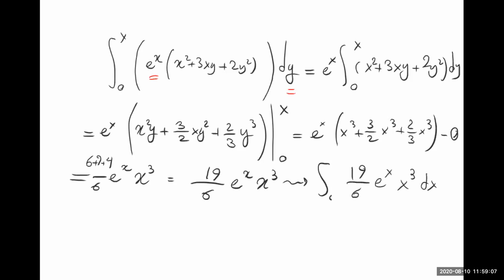From 0 to 2. Okay, so how can I do that? So 19 over 6 is a constant number. It comes out. I should compute the integral of e to the x, x cubed dx. How can I compute this integral? It's integration by parts.